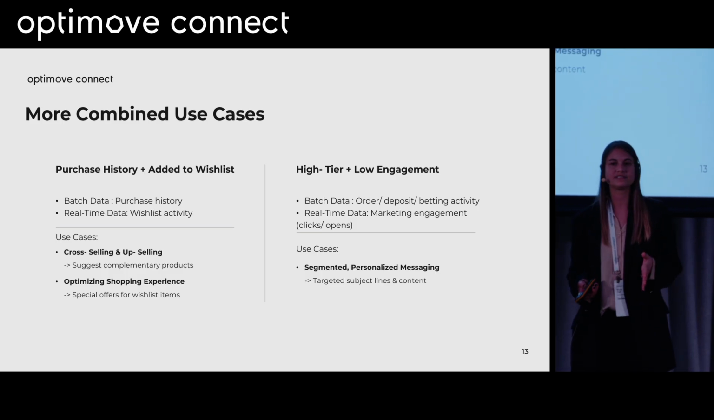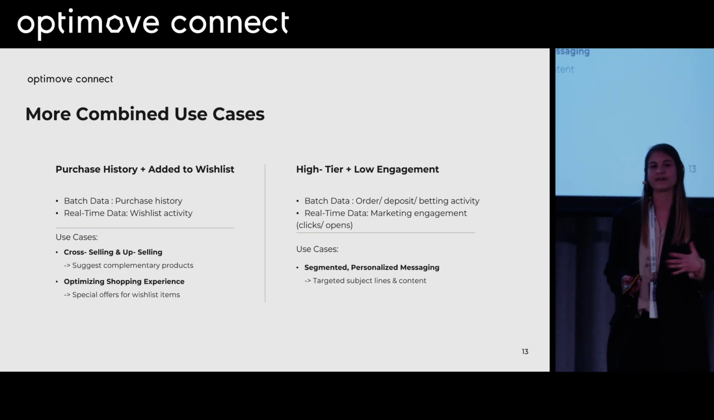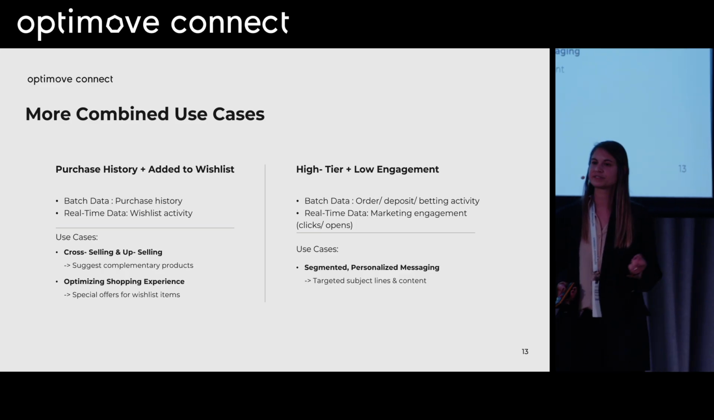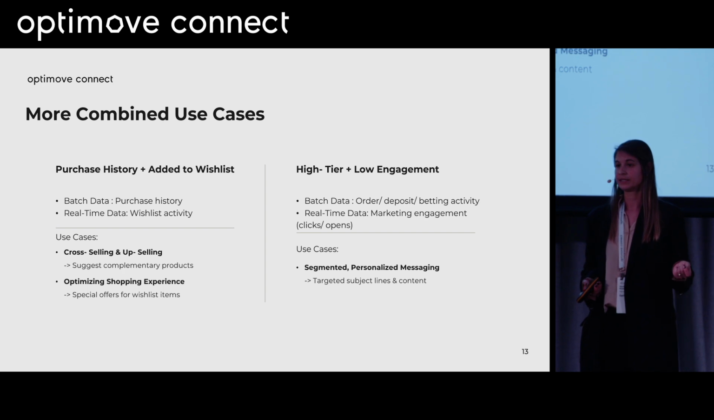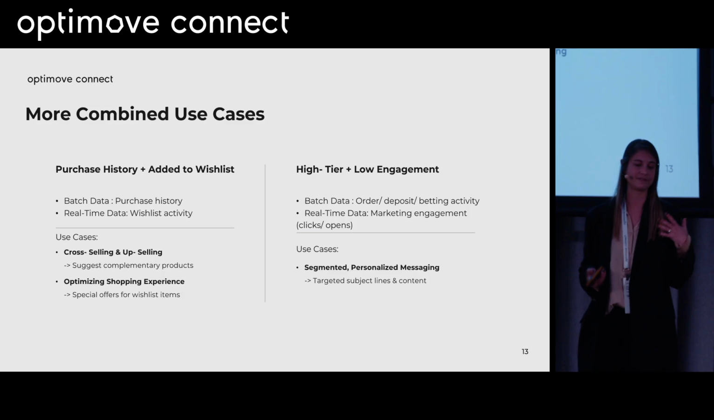So for example, if we see that clients have stopped opening marketing messages, it might mean that they're no longer finding them relevant. So we can use the batch data, which includes the client's purchase history and preference behavior, in order to send out a very personalized message. A subject line that will reflect the client's past interests can be much more effective and grab their attention more than a generic message.